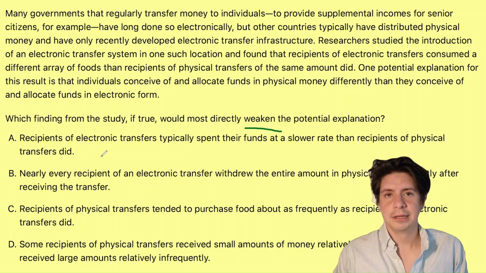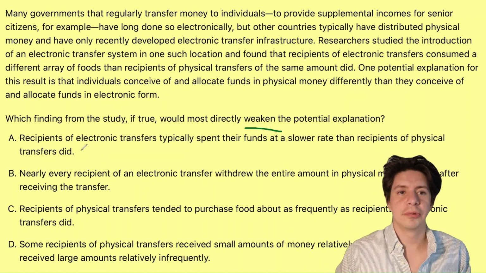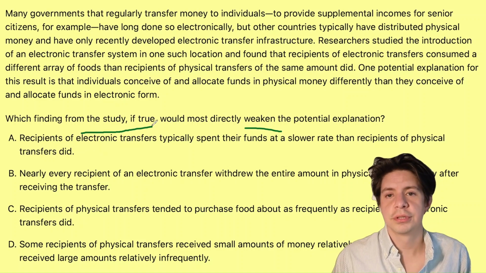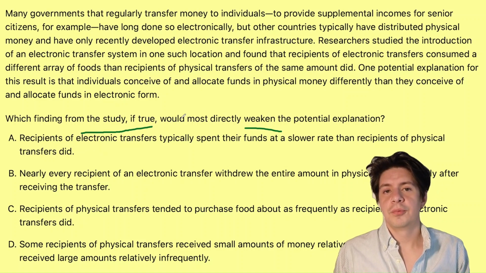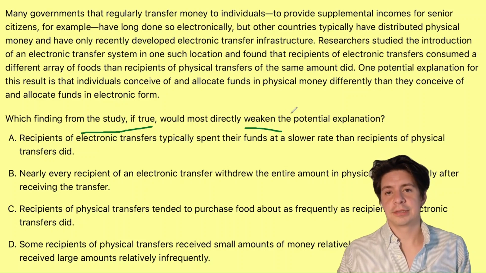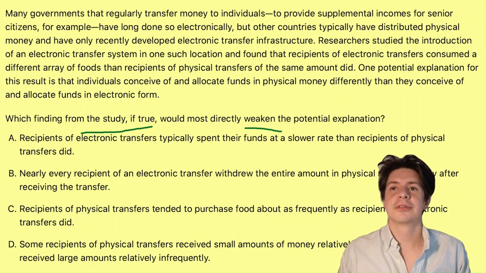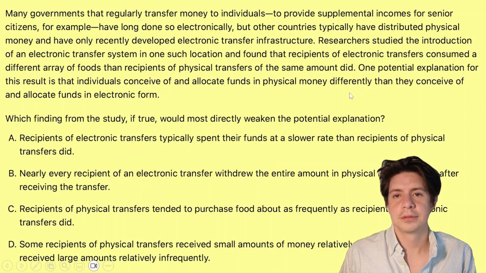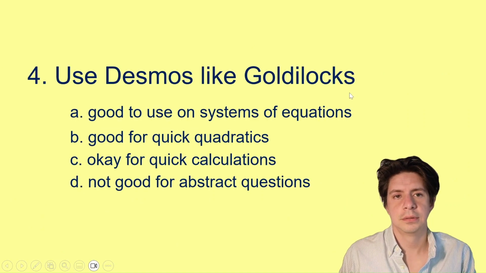And then, before I move on to the next question, I just reread the question. Which finding from the study, if true, would most directly weaken the potential explanation, right? And if you can do that, that just makes sure you don't make any silly mistakes. Those are the killer points, right? If you get a question that you should have gotten right, but you miss it by misreading the question, it's just a brutal feeling. All right, so now let's go to the next one.